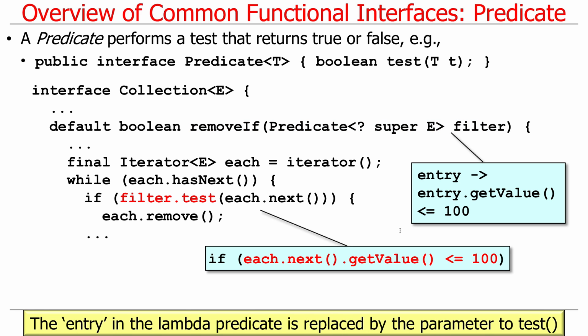That's the lambda expression that's bound to this particular variable, which is a parameter. And then here's where this actually gets used. If filter.test(each.next), notice how it's iterating through every element in the collection. If there's a match, we're going to remove the match. And what this code effectively turns into is something that looks like this: if each.next.getValue less than or equal to 100, then remove the item. So that's the actual binding that's going to happen at runtime when we pass in this lambda expression to the removeIf method.